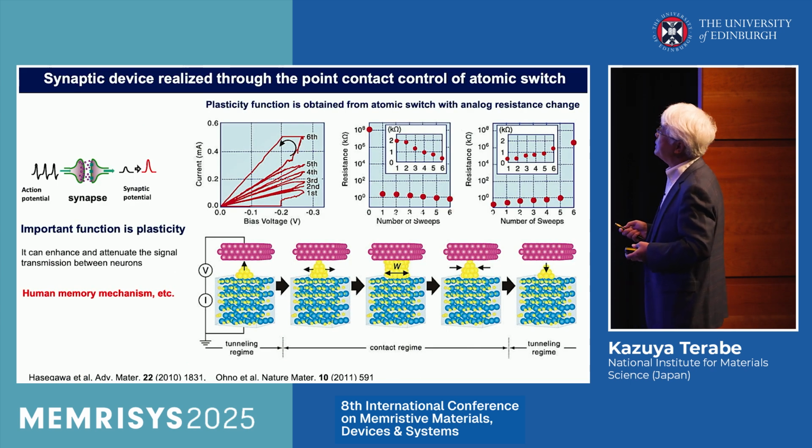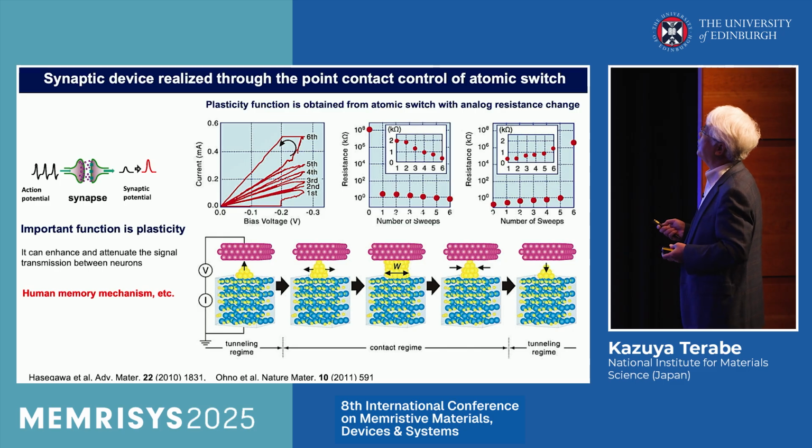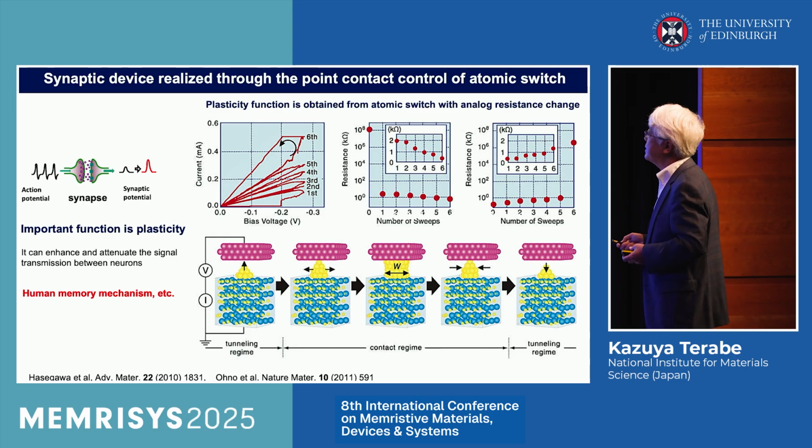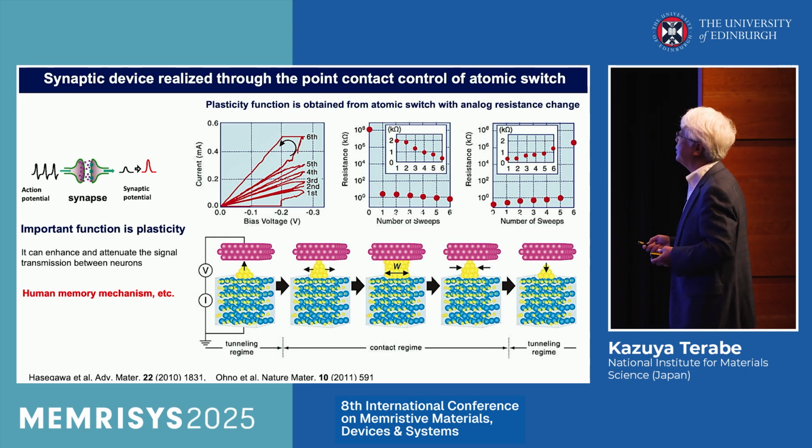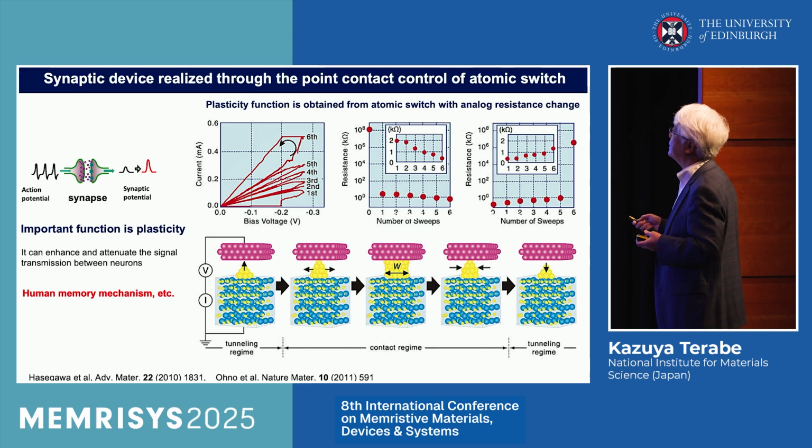So the synapse device is realized through the point of contact, or control of the atomic switch. You can see the point of contact at the atomic scale is like this. Using such behavior, we can control the synapse behavior, which is plasticity. That is a plasticity change, a resistance change.